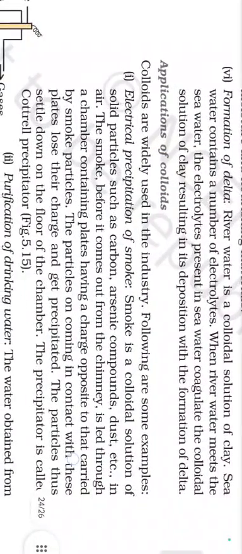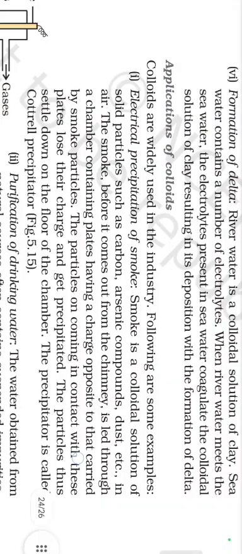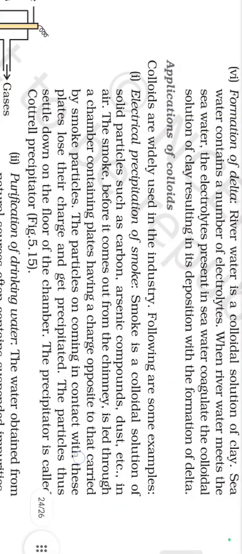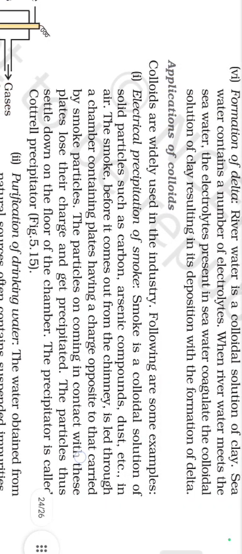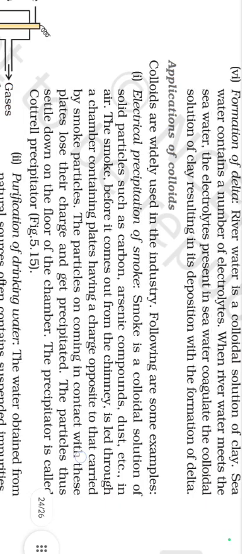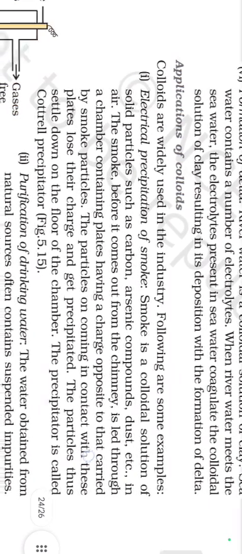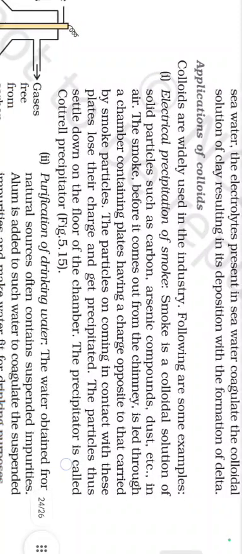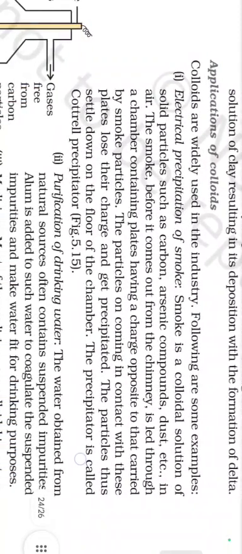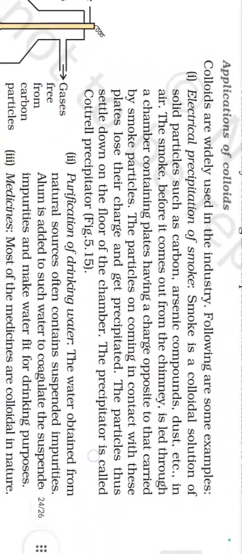Sixth, formation of delta. River water is a colloidal solution of clay. Sea water contains a number of electrolytes. When river water meets the sea water, the electrolytes present in sea water coagulate the colloidal solution of clay, resulting in its deposition with the formation of delta.